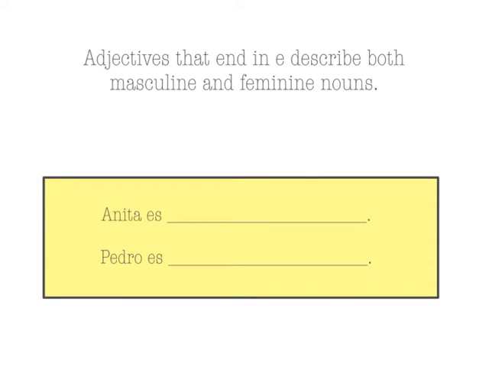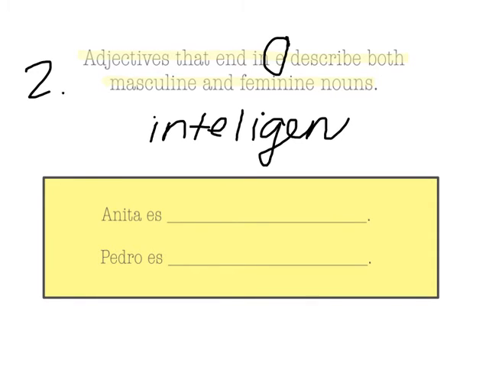Now, the second thing that you're going to want to remember is that adjectives that end in E describe both masculine and feminine nouns. Adjectives that end in E describe both masculine and feminine nouns. So go ahead and write that down as number 2 in your notes. So if we wanted to say that some people are intelligent, our adjective is inteligente. This ends in an E.